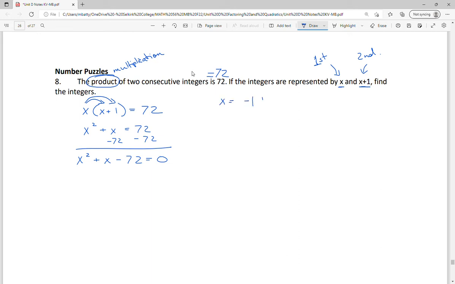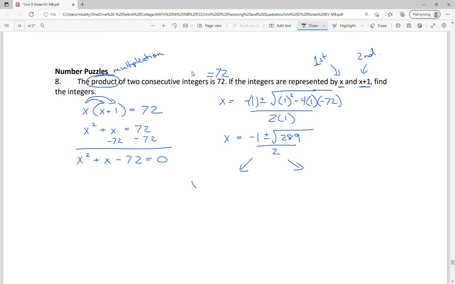So -1 plus or minus square root of 1 squared minus 4ac all over 2a. Making this look a little bit tidier, I'd have -1 plus or minus. Everything under that radical sign is 289. If I hit the square root button, that works out nice and neat and easy. So I'd have the positive option here as plus 17 and divided by 2, and I'd have the negative option here as -1 minus 17 divided by 2.